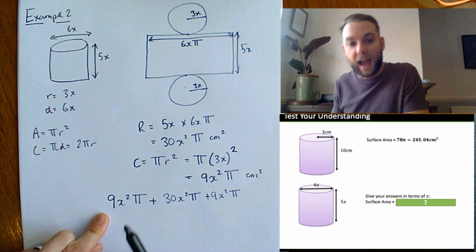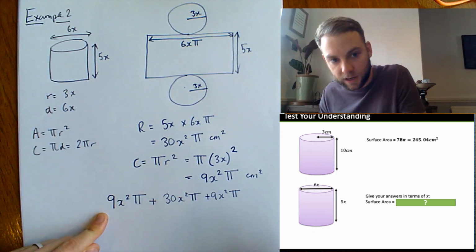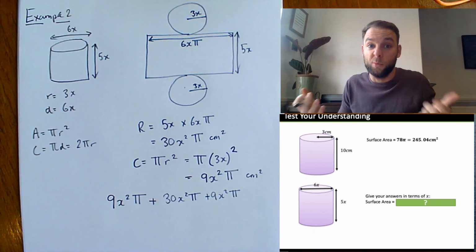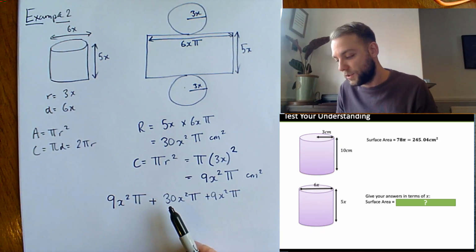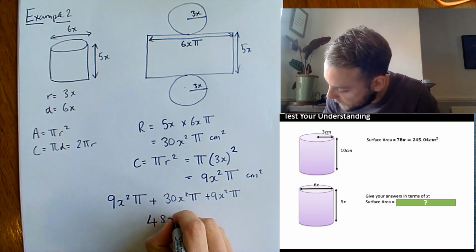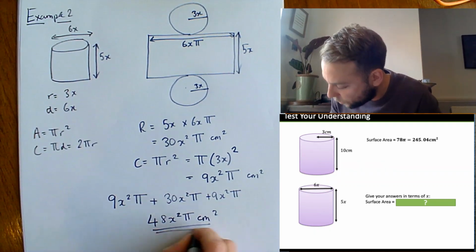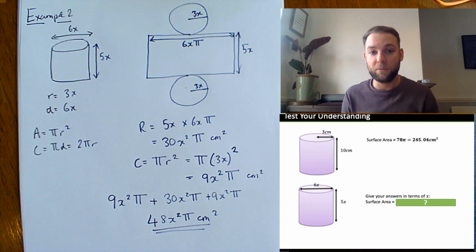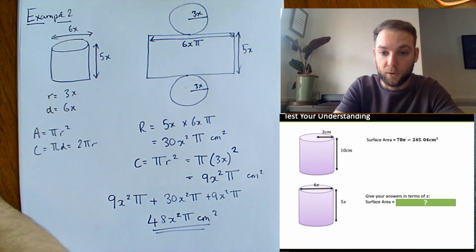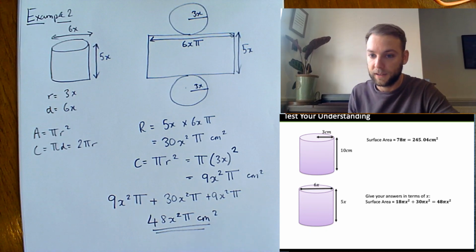Now, if I've got 9x squared pi's plus 30x squared pi's plus another 9x squared pi's, because they're all x squared pi, we can just add them like they would be a normal number. So 9 plus 30 is 39, plus another 9 is 48. It's 48x squared pi centimetres squared. Now that one is tough because it's in terms of x squared. Get that one down for now. The ones we're going to focus on are the ones like the question before. 48x squared pi. It is tough, that one.